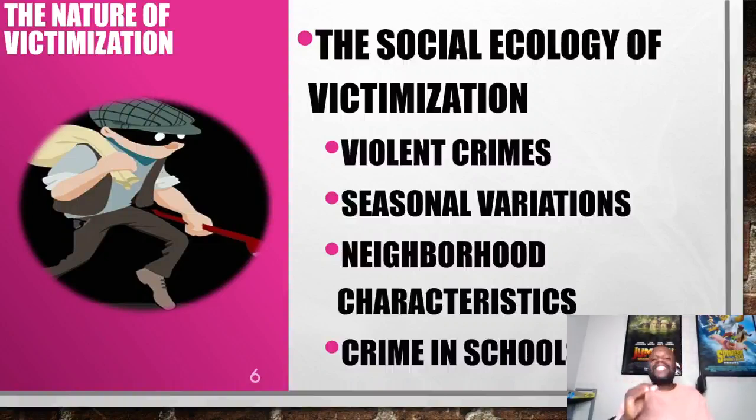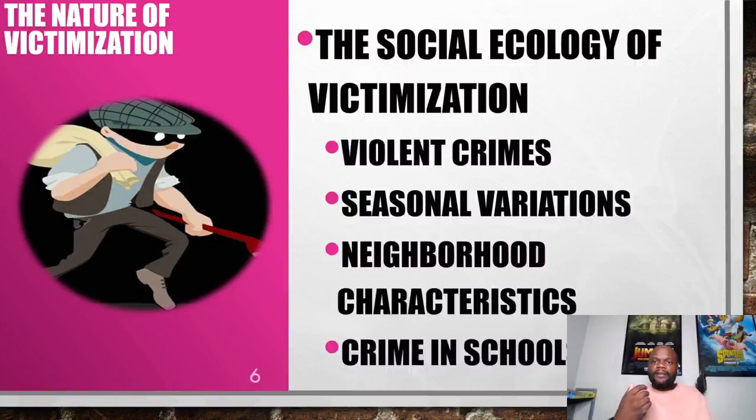That's not saying you can't get a violent crime in a rural community, or in a gated community where people are making a lot of money. Whatever, it does occur. What we do know and what we focus on is that, yes, the social ecology of victimization occurs. Where do we see most of our violent crime victims? A lot of times we see them in more urban areas, more densely populated areas.